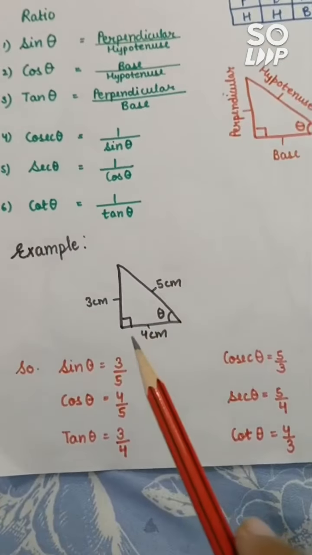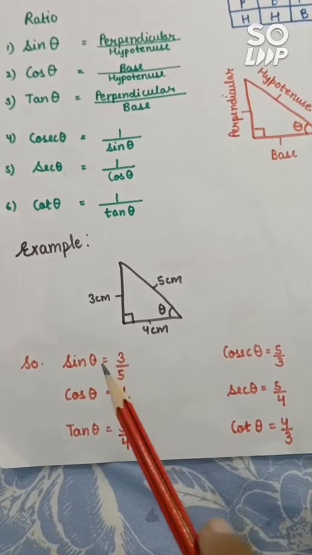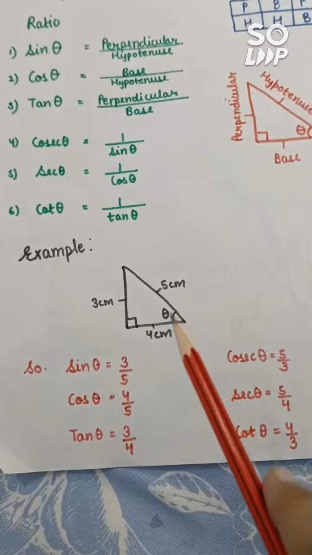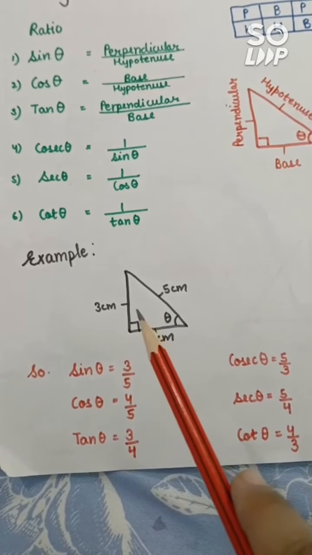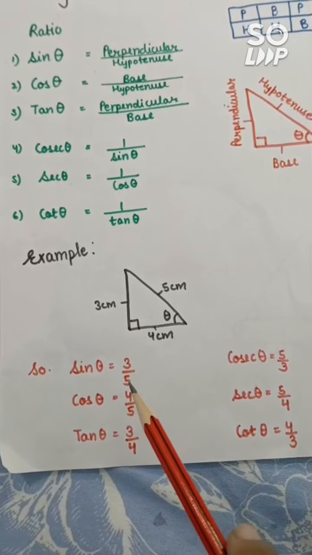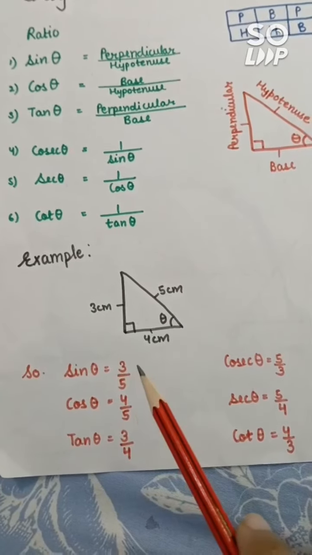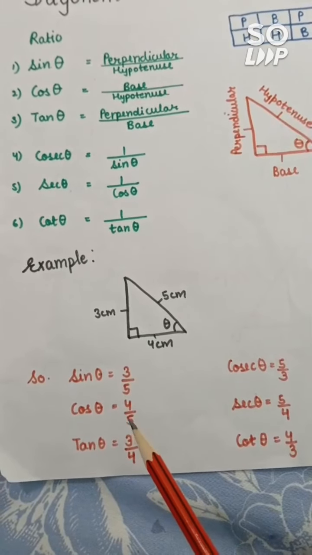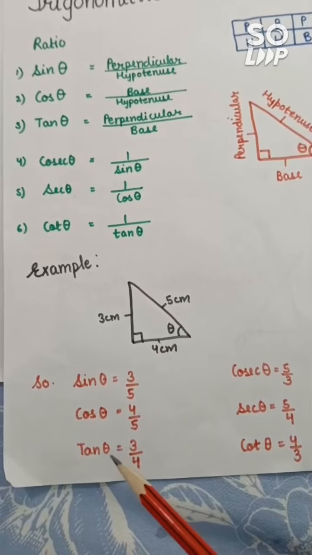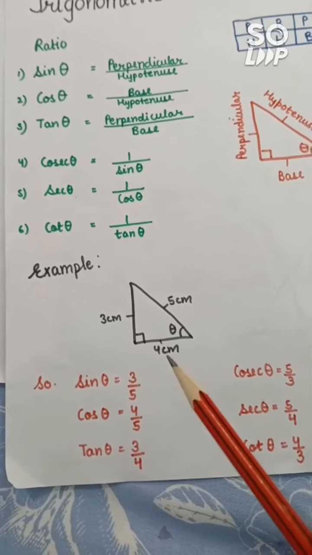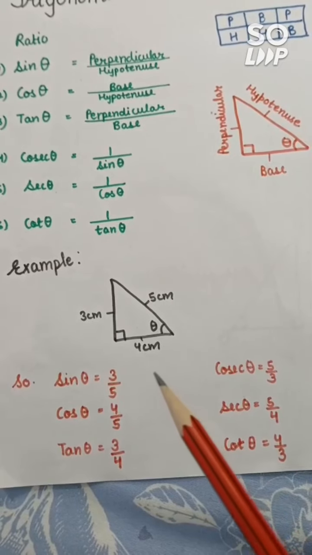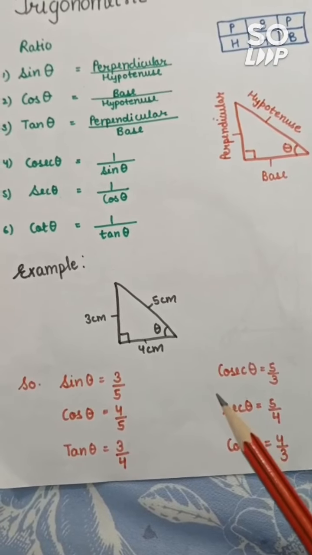So now let us see an example to boost our learning. So we take a triangle here whose hypotenuse is 5 cm, its base is 4 cm and its height is 3 cm. So we know sine theta is equal to perpendicular upon hypotenuse, so 3 upon 5. Now cos theta is equal to base upon hypotenuse, so it's 4 upon 5, and tan theta is equal to perpendicular upon base, so it's 3 upon 4. Now for finding cosec theta, sec theta and cot theta, we have to take their reciprocals respectively. I hope you understand this.